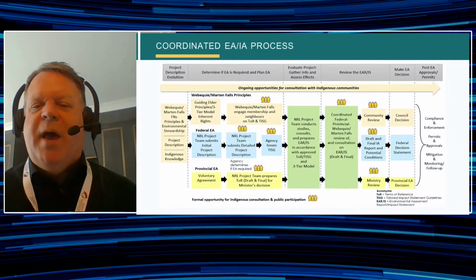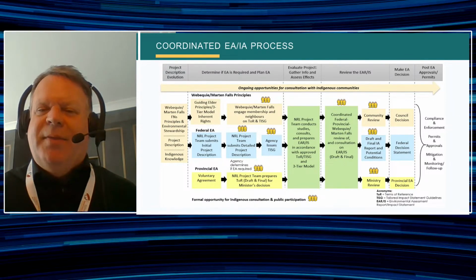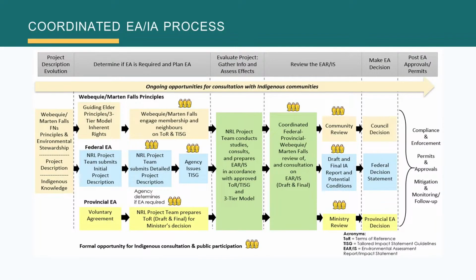So we'll now move to the big picture, I like to call it. In this picture, we're seeing all three processes. There's the Webequie and Martin Falls internal review process. They do their own assessment of the project in their own way. There's the federal environmental assessment process, which I've been talking about. There's the provincial environmental assessment process. Now, there are some similarities and some differences between the federal impact assessment and provincial environmental assessment processes, and I'm going to get into those briefly next.